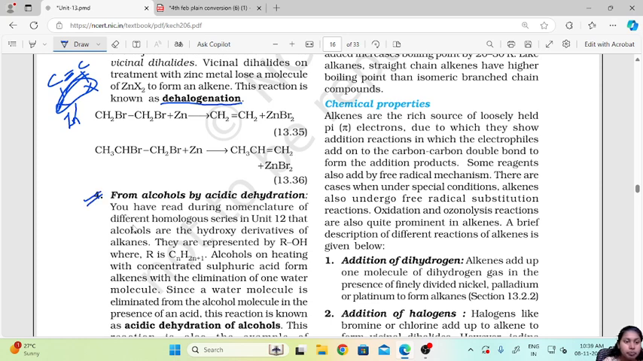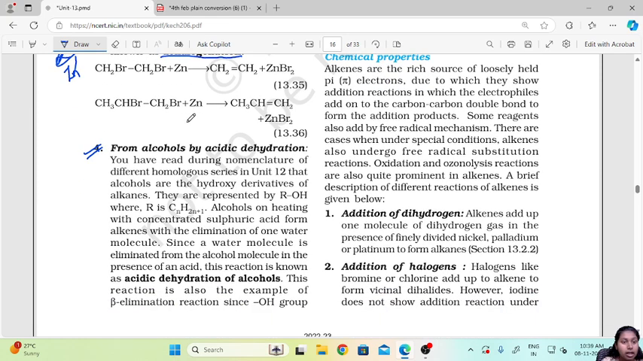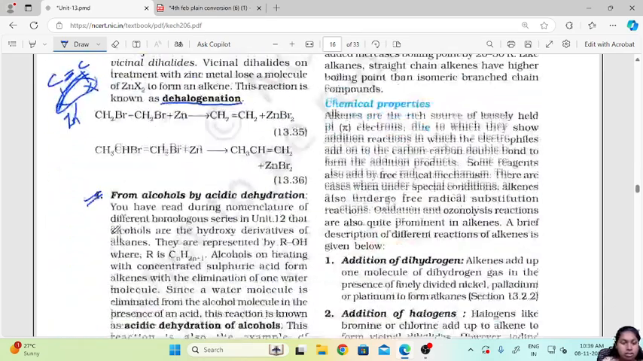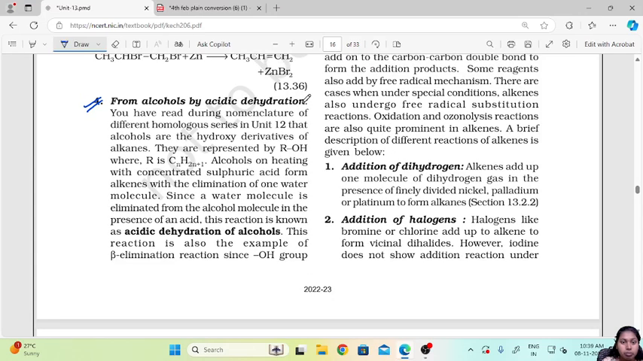The next one is from alcohols by acidic dehydration. You have read during nomenclature of different homologous series that alcohols are the hydroxy derivatives of alkanes. You add OH to your alkanes, you get alcohols, right? They are represented as ROH, where R is an alkyl group. Now alcohols on heating with concentrated sulfuric acid form alkenes.